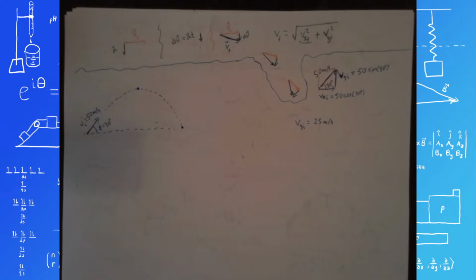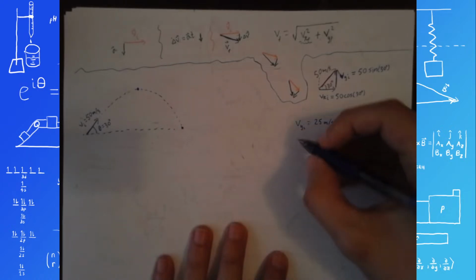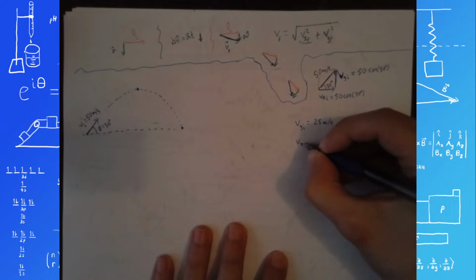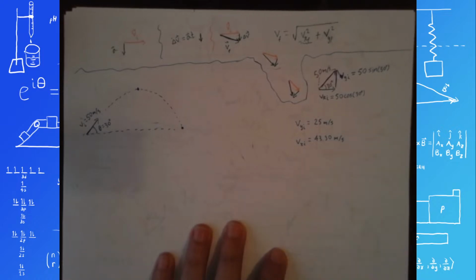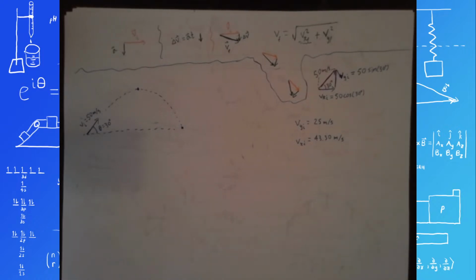Okay, what about Vx initial? That's going to be 50 cosine 30. According to my calculator, that's approximately 43.30. So Vx initial is equal to 43.30 meters per second. Okay, and where do we go from here? Well, now we can just do two sets of kinematics equations, one for the x direction and one for the y direction.